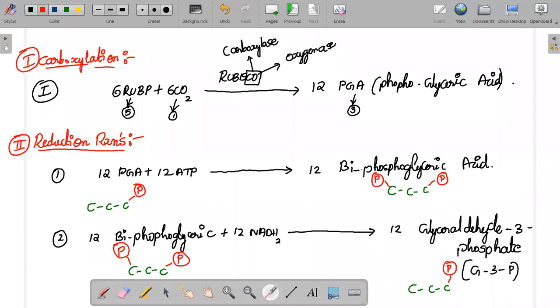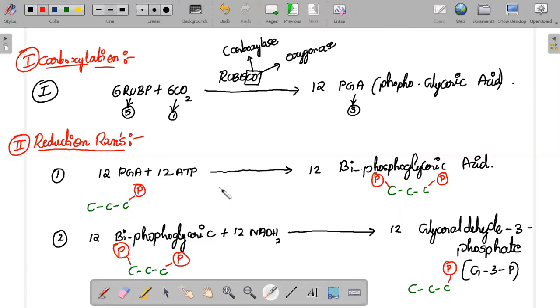And the second one is called the reduction reaction. Here you can clearly see 12 PGA. We got this 12 PGA from the previous step, and it is entering the reduction reaction. This 12 PGA interacts with 12 ATP molecules and produces 12 molecules of biphosphoglyceric acid. Just see the structure: 3 carbons, 1 phosphate. Only 1 phosphate is there. So ATP is donating 1 phosphate to this molecule, and now you can clearly see the first carbon is also having a phosphate group.